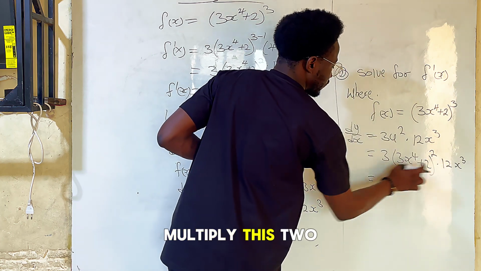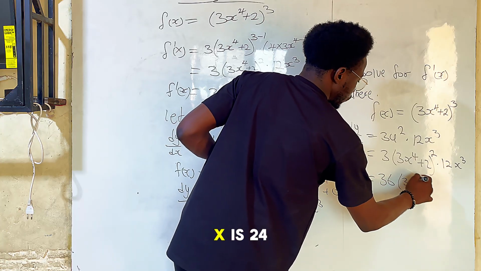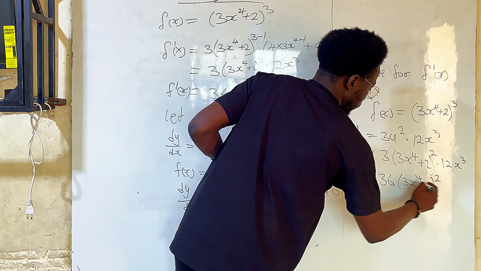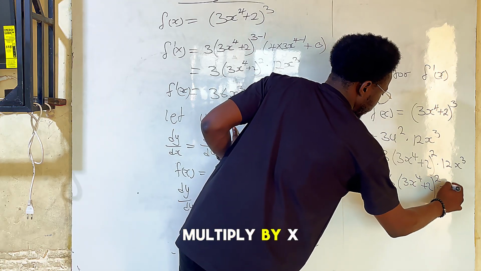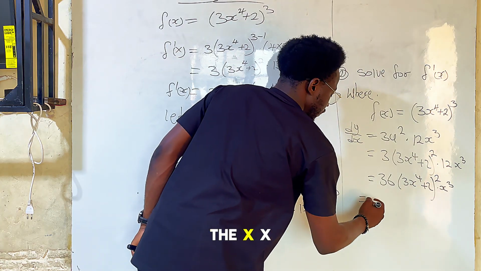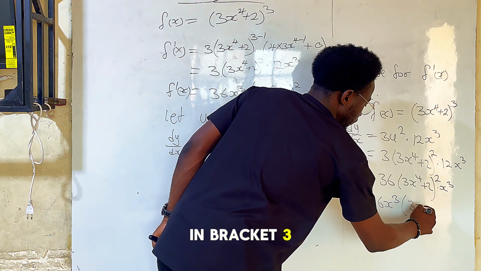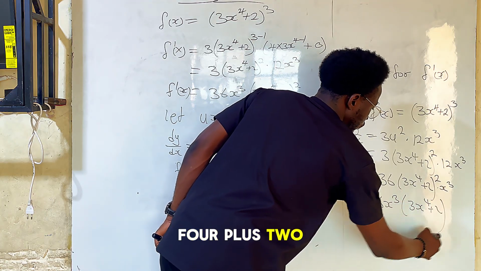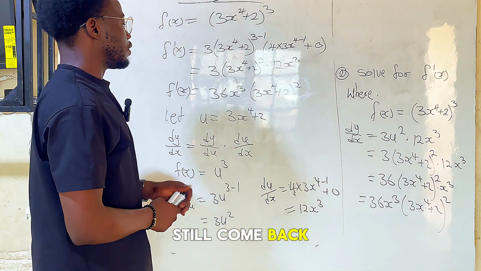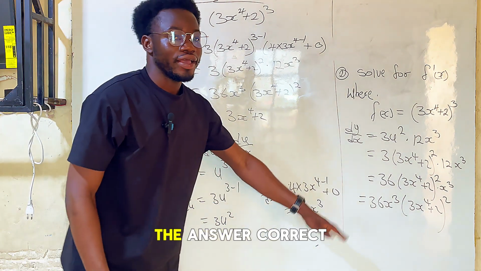So you can multiply this too. So you have 36 in the bracket 3x exponent 4 plus 2 all squared, multiplied by x exponent 3. You can bring the x exponent 3 to this side. So you get 36x exponent 3 in bracket 3x exponent 4 plus 2 all squared. And you will still come back to have the same result. So whichever approach you use, you always get the answer right.